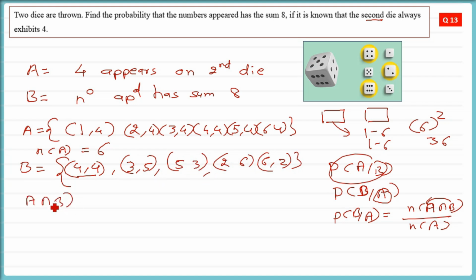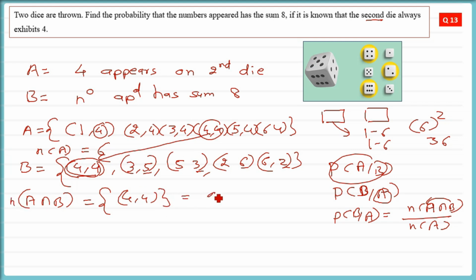Now what is A intersection B? A intersection B means we have to find those elements which are common in A and B, found both in A and B. So 4 is fixed for the second die. So only this 4 4 can be taken, or this value is the only common value between A and B. So only one element is there.